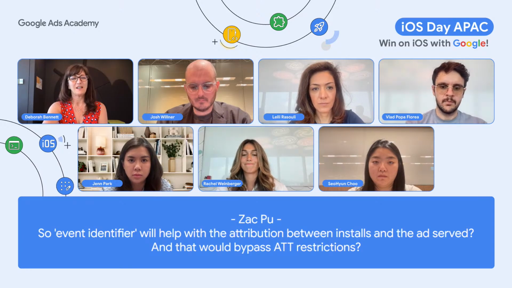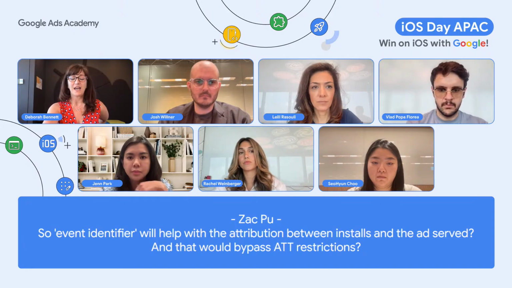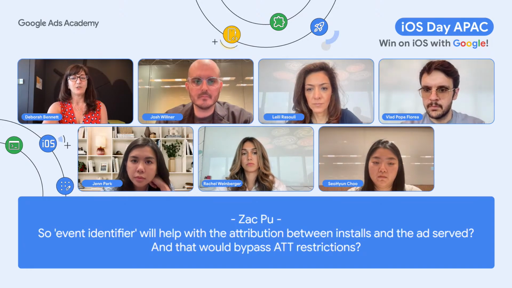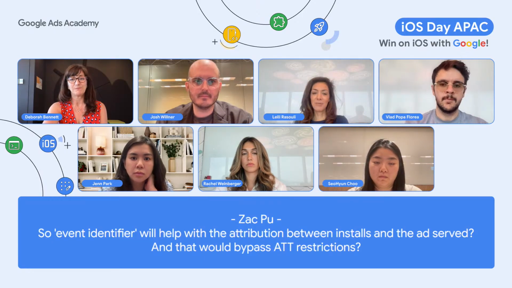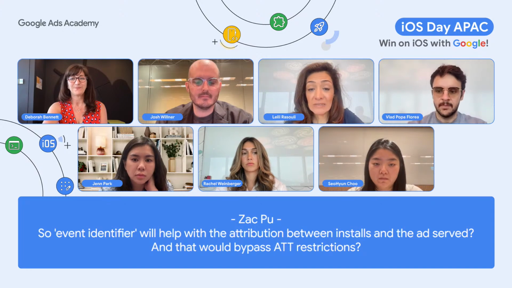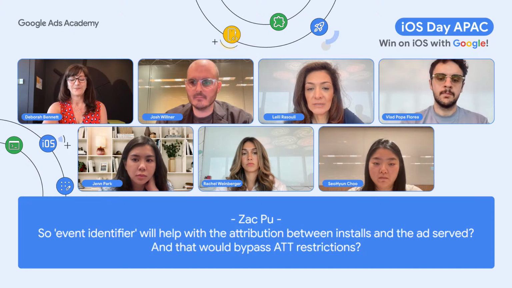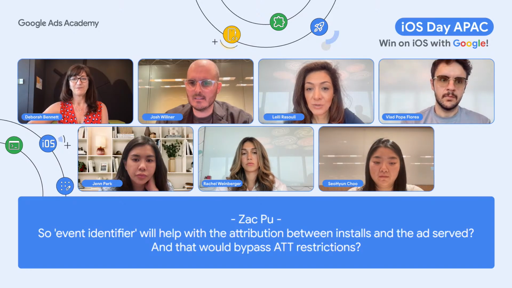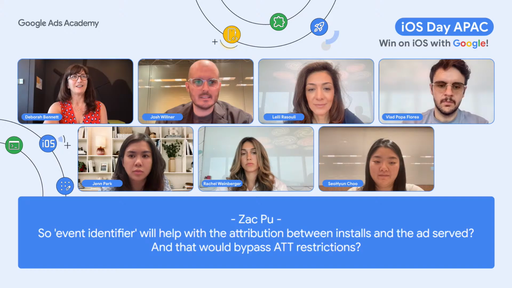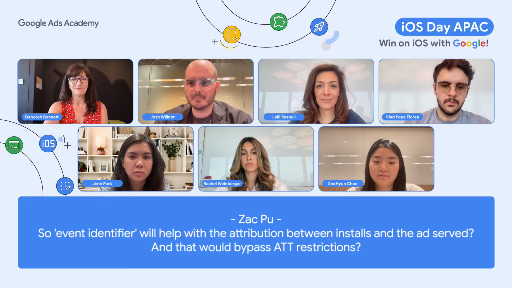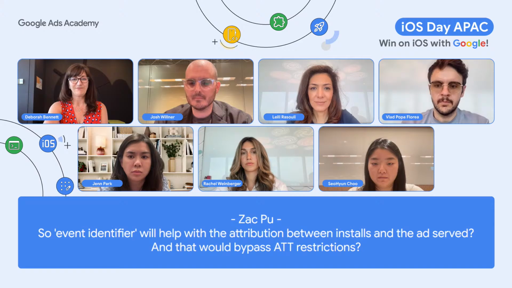Okay, next question. So event identifier will help with the attribution between installs and the ad served. That's the question. And this would bypass ATT restrictions. This is a great question. Layli, I would love for you to take this one. Happy to take this one. No, in fact, on-device measurement with event ID is compliant with ATT, and it preserves user privacy. So it is not bypassing ATT, the other way around. Great. Let's make sure we debunk that if someone is concerned. Thank you. Okay, next question.